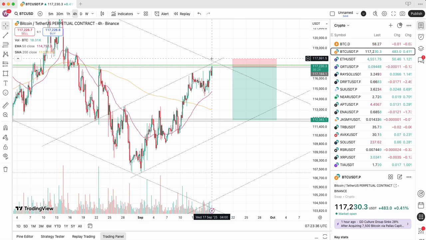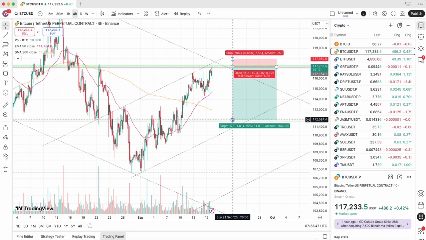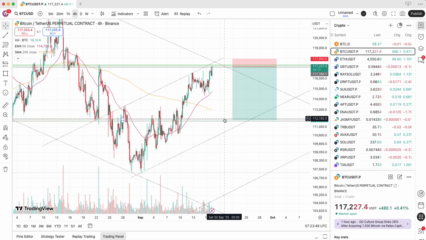Place your stop loss about 118. If you haven't been in the trade already, this is kind of with the levels where we're at anyway. And then you can take it around about these levels. Your take profit's going to be about 112,200.